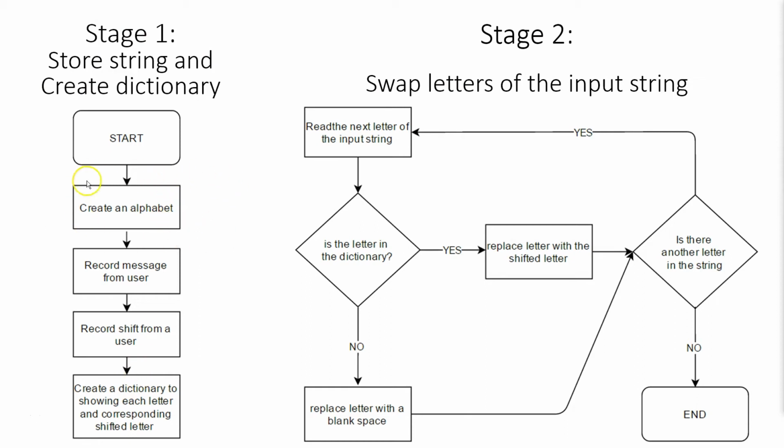We're going to need to create an alphabet. I think I've already got that in pre-written code. Record a message from a user, record a shift from a user, and then create a dictionary showing each letter and its corresponding letter. So let's get to the code.